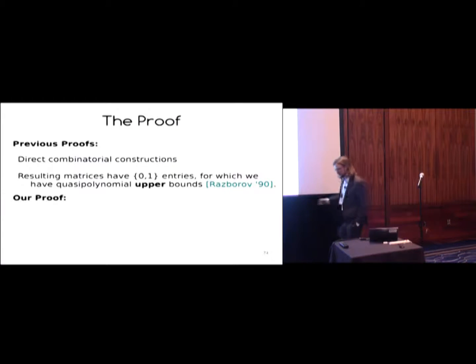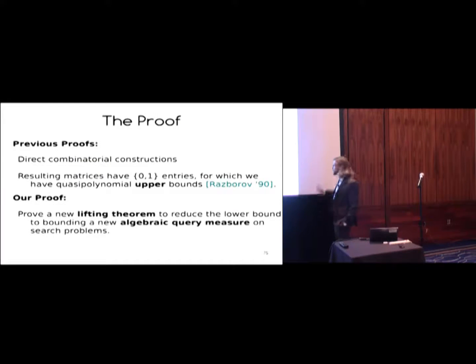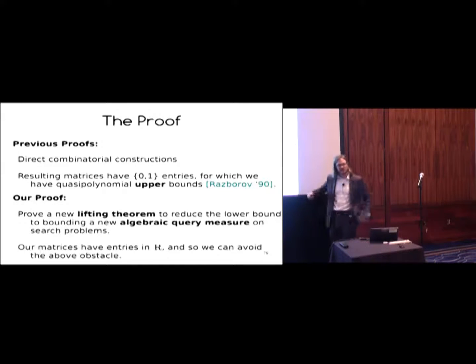In contrast, we're going to do something which has been a pretty common theme in the past couple of years, and certainly a common theme at this conference. We prove a lifting theorem. So we reduce the problem of constructing A to lower bounding some new algebraic measure that we call the gap complexity. The key thing is that the matrices that get spat out by our lifting theorem just have really arbitrary real entries. So they completely avoid this quasi-polynomial barrier.